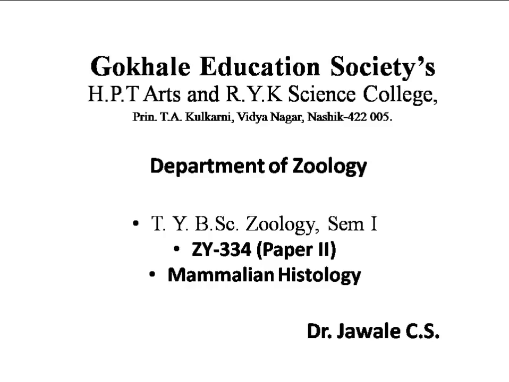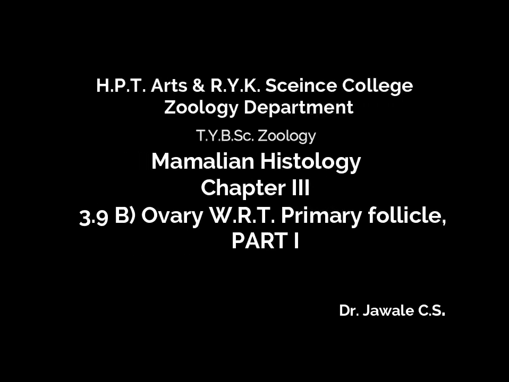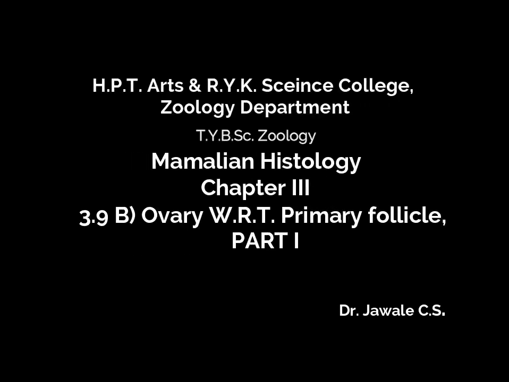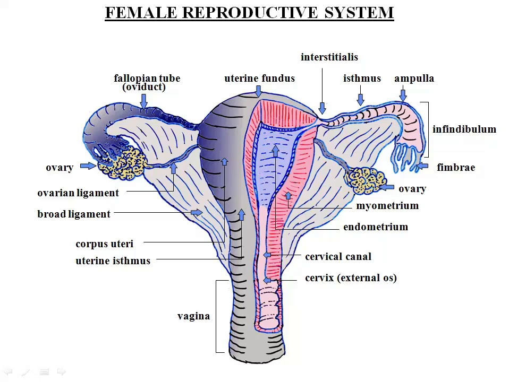Okay, back again in a Mammalian Histology course, UIBSC Zoology, paper 2. Here we'll see syllabus point 3.9 today, a B core B point, that is the ovary, a female reproductive system part. Here we'll give more emphasis on primary follicles, secondary follicles, and Graafian follicles. Also, we'll see detailed histological structures of corpus luteum and corpus albicans.